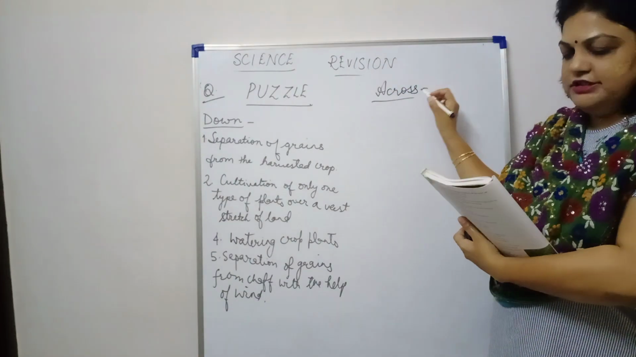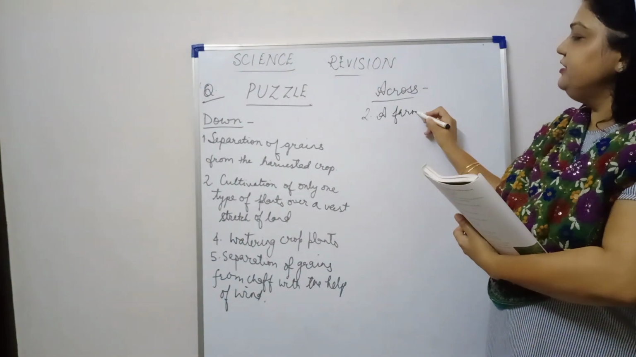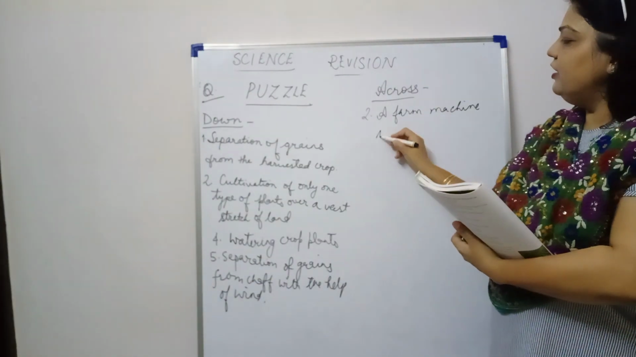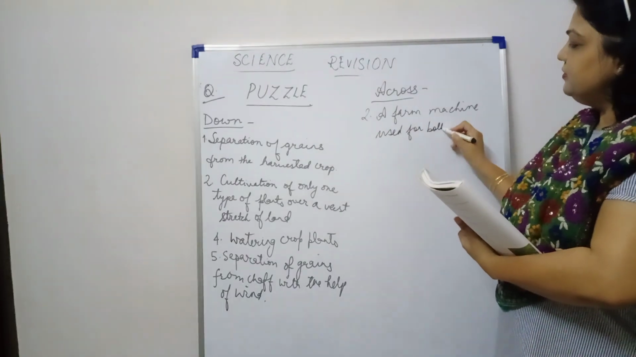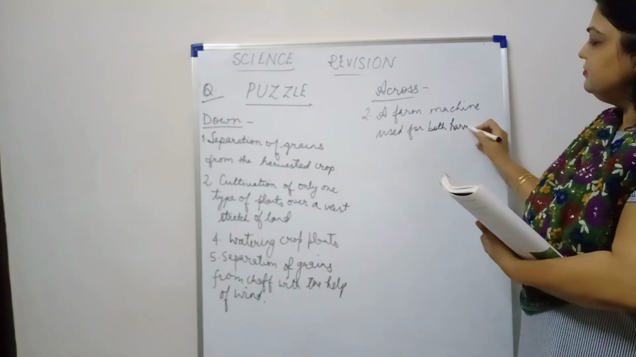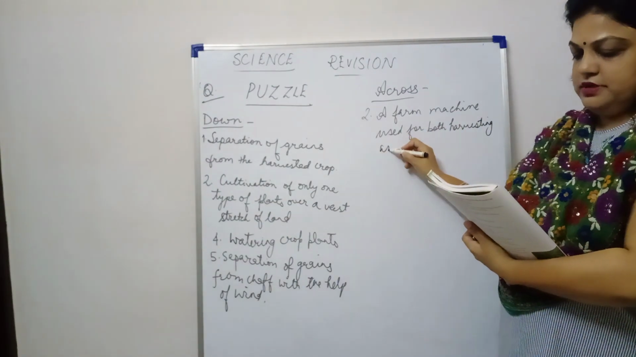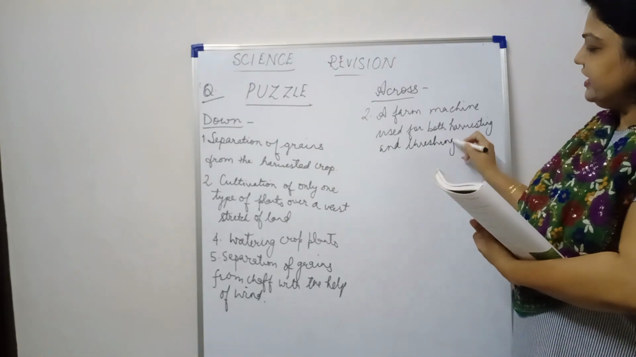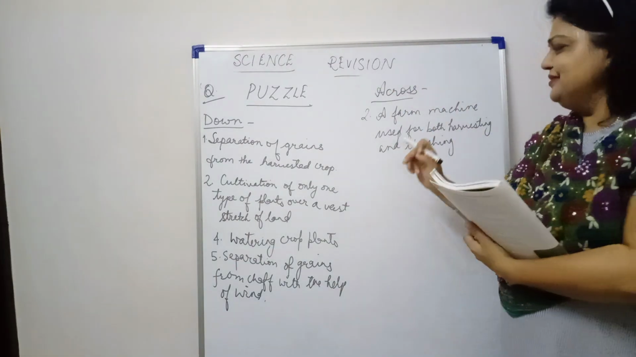Right. So in across, we have question number 2. That is a farm machine used for both harvesting and threshing. Okay. Second, across. Across means horizontal. Down, it will go vertical.